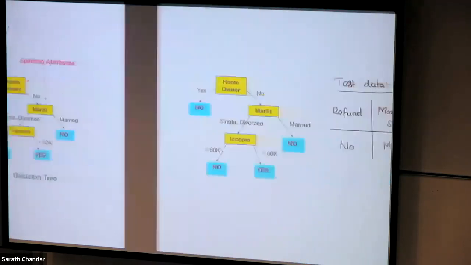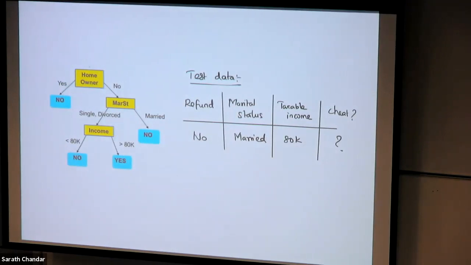Let's say here is a new test data. I want to decide whether this person will cheat by defaulting on the loan. I'm just considering that as cheating, whether this person will cheat or not. The way in which we are going to work on this is we'll start with the root of the tree. The root of the tree is checking whether the person is a homeowner or not. If the person is a homeowner, then you go to the left, and it says that no, he will not cheat.